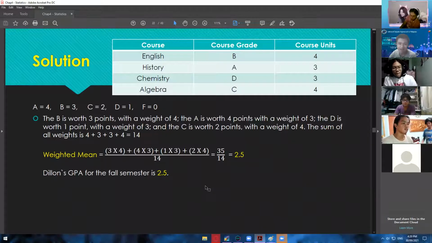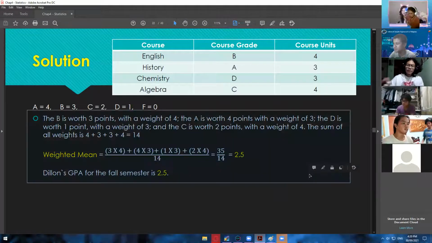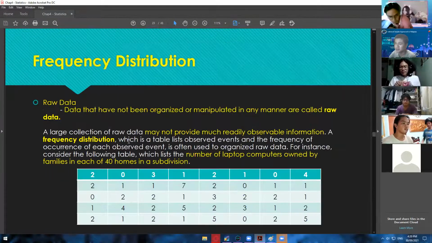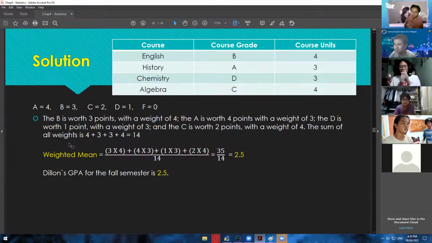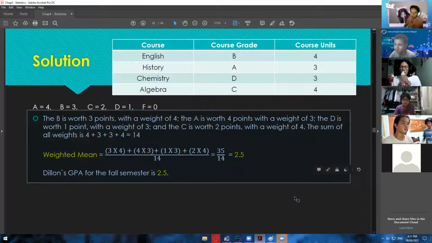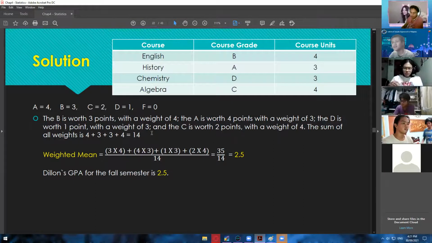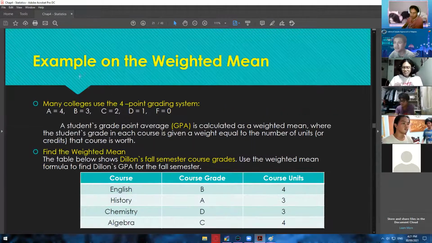Because it's bad news if you didn't get this part. So I want you guys to understand everything, not learn everything, because you will learn everything. Just be familiar, right? Be familiar. There are times that this might be helpful in your job, maybe. Anyway, so that's it for the weighted mean.